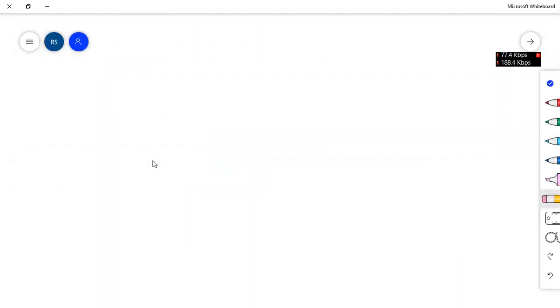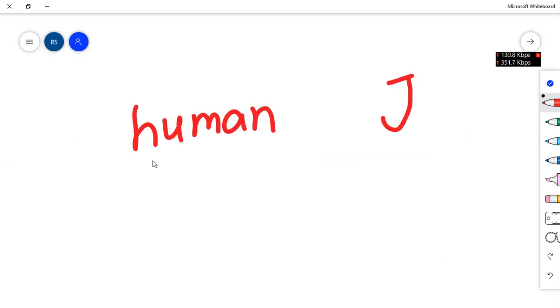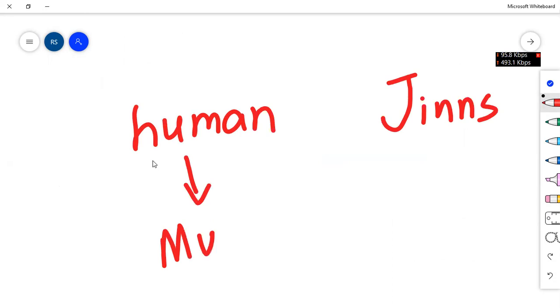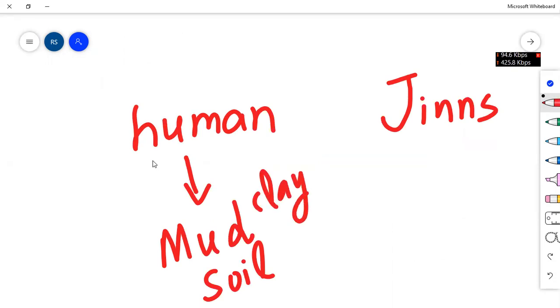So there are two creatures: humans and jinns. Allah created humans from mud, soil, or clay. You can say clay. From these things Allah created humans. And then fire.